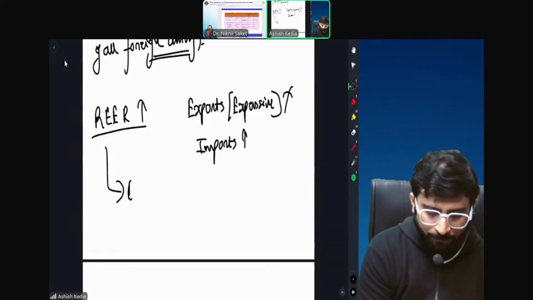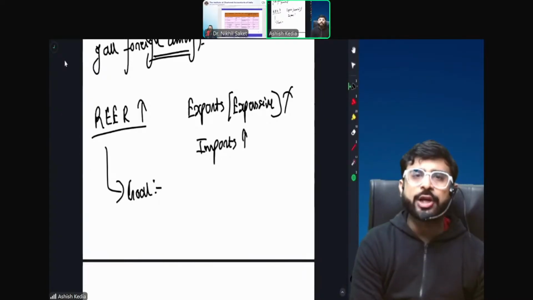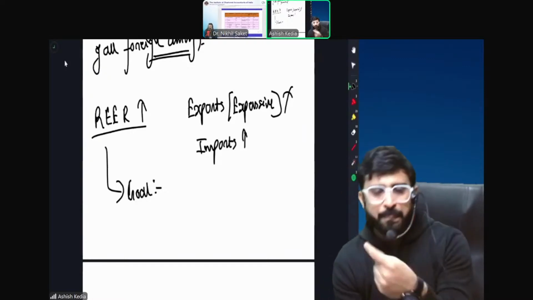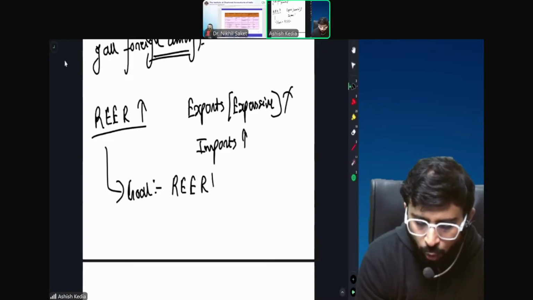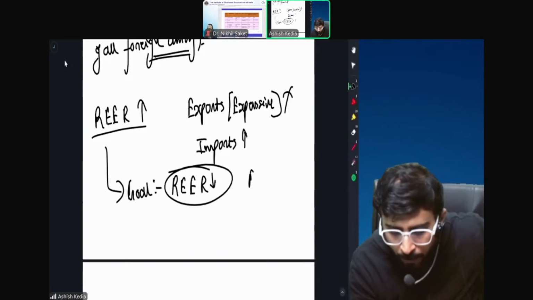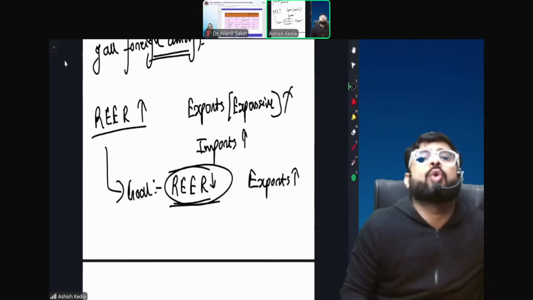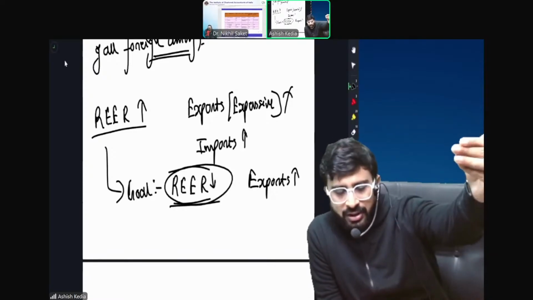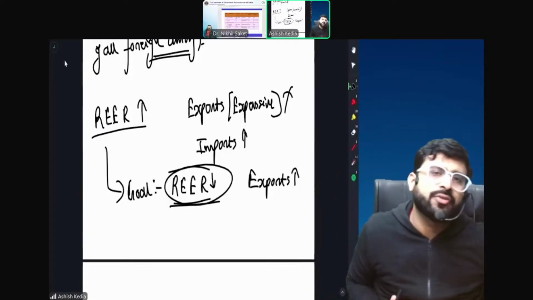What is your ideal goal as a country? To increase exports and to reduce imports. How do you do that? By making your products cheaper compared to the world. And how do you do that? By reducing the real effective exchange rate. So what is the broader goal? To reduce the real effective exchange rate, because that is going to push the exports upwards. Because when real effective exchange rate is reduced, it simply means that my country's products, even if a foreigner buys, are cheaper to them than their country products. That is the concept of real effective exchange rate.